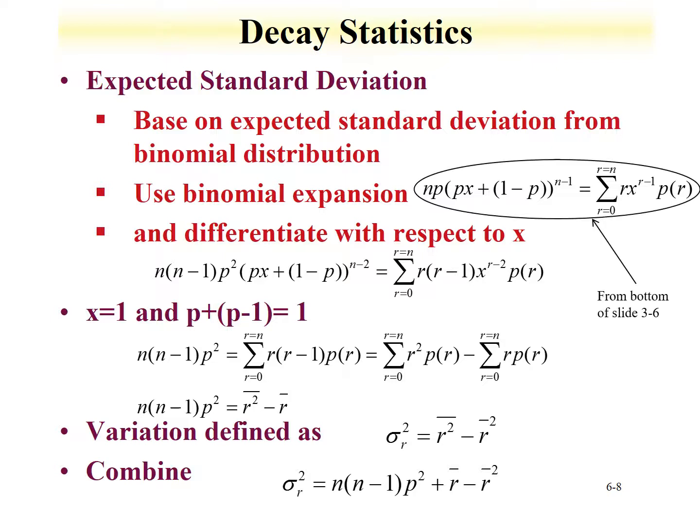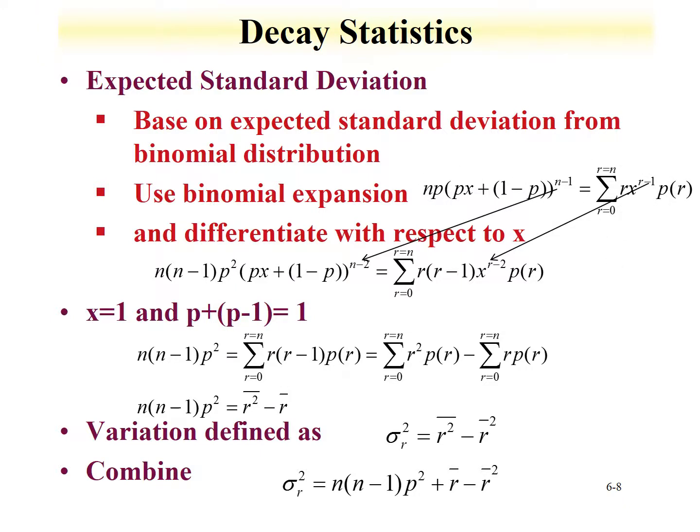So this equation here we talked about, at the bottom of slide 3-6, I just differentiate with respect to x. So these equations, through the differentiation, get changed. And just like we did before, we set x equal to 1 and p plus q, where q is 1 minus p, is equal to 1. This equation then gets varied to here, where n times n minus 1 p squared is equal to the average of r squared minus the average of r.